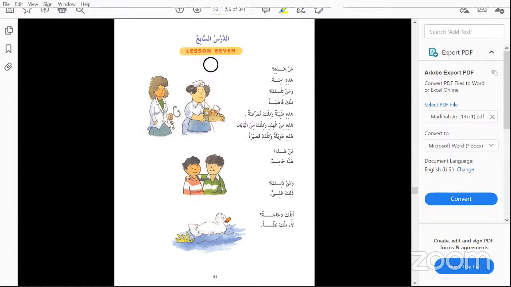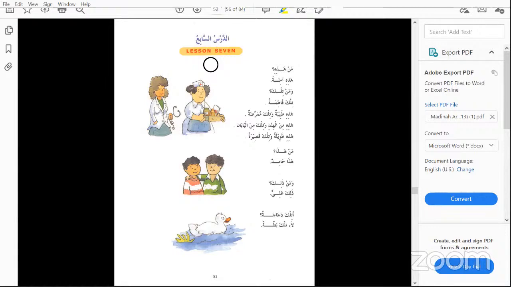Man hazihi. Who is she? Hazihi Aminatu. No, who is this? Hazihi means this. Who is this? Hazihi Aminatu. This is Amina. Right. Woman Tilka. And who is that? Excellent. Tilka Fatimatu. That is Fatima. Right. Hazihi Tabibatu wa Tilka Mumarridatu. This is a doctor and that is a nurse. Excellent.